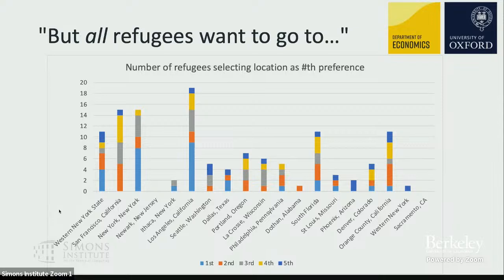But look at what happens when you look at second preferences. It's basically uniform. Okay, nobody wants to go to Newark and nobody wants to go to Sacramento, but it's completely uniform. There's amazing diversity of preferences. And this is basically the key message. So the reason why you want to elicit these preferences is because they're actually really different. It really matters, right? What data you get when you ask people about where it is that they want to go.